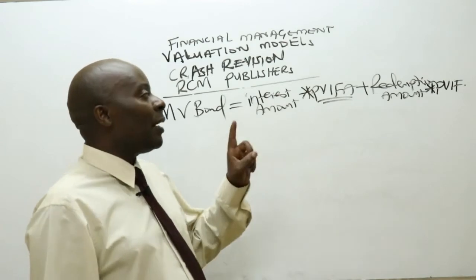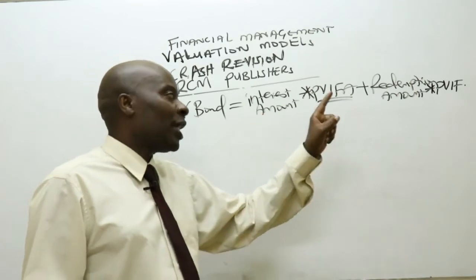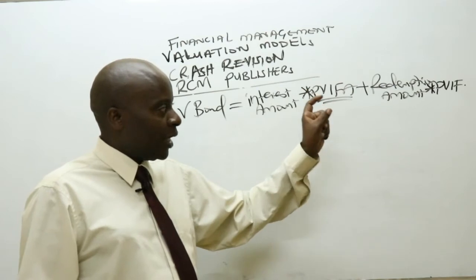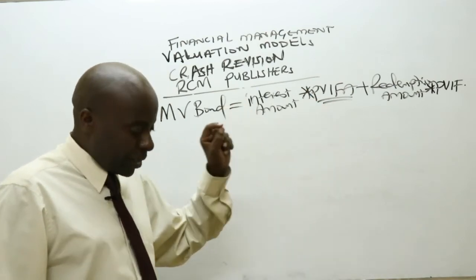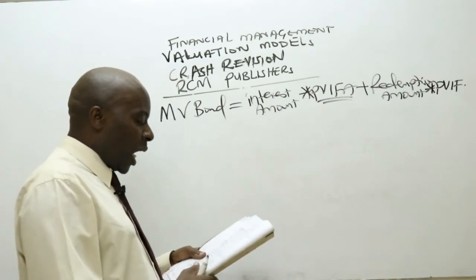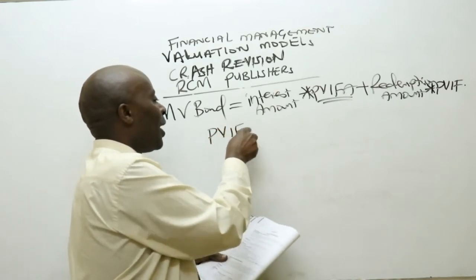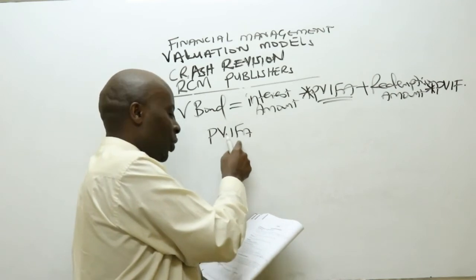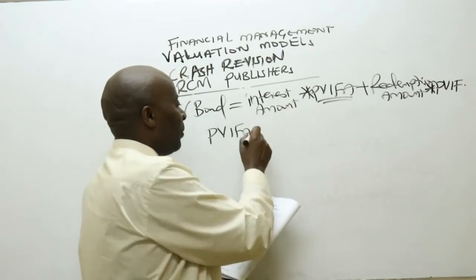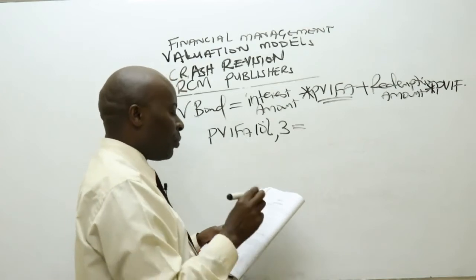And then we have the lump sum amount we will be receiving, called the redemption amount, times, of course, it has to be present valued by multiplying it with the lump sum present value interest factor, or a lump sum discounting factor. So if I'm the one doing this, I will go to my tables. I should be able to read the PVIFA at the firm's cost of capital. The cost of capital is 10%. How many years? 3 years. So a good student should be able to read this from the table.